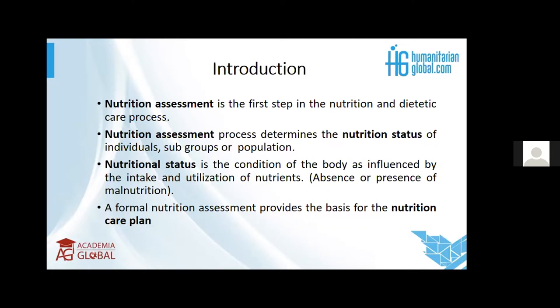In this process, we first determine the nutrition status of individuals, subgroups or populations. Here we deal with clients and patients, as individuals, groups or populations. Nutrition status is the condition of the body as influenced by the utilization of nutrients. What we say in nutrition is that we are made of what we feed on. If you feed well, you are going to have a good nutrition status. If you do not feed well, you're going to have a poor nutrition status, and a poor nutrition status may lead to health problems.